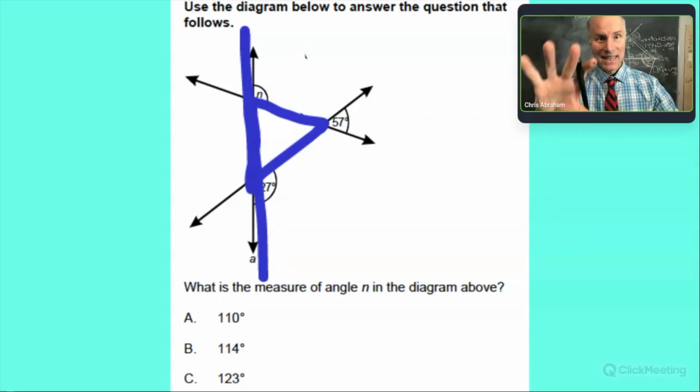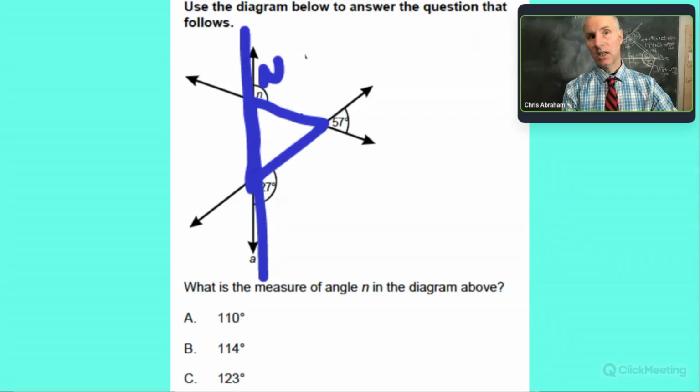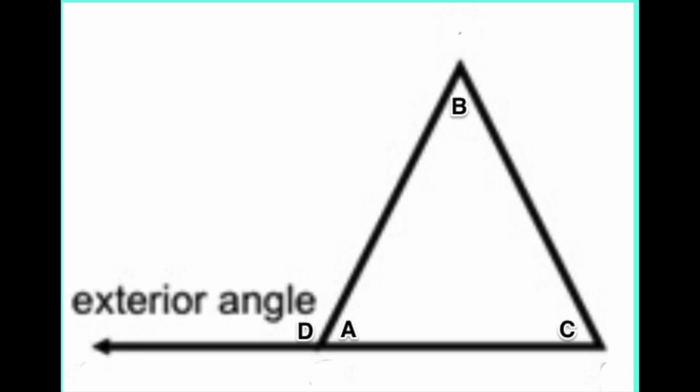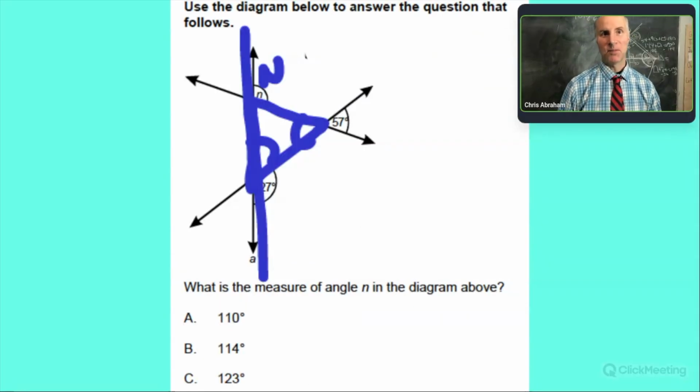And if we can see that, the faster we can see it, then the faster we can be like, n is going to be the sum of the non-adjacent interior angles. We can use that other rule that we learned, right? This is a pretty cool problem, team. All right? Now let's keep going with this.